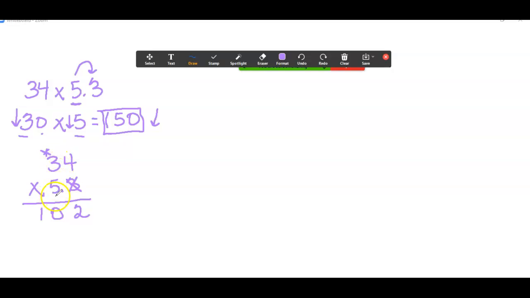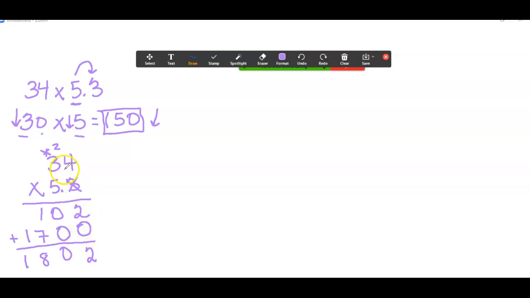Now, this 5 is, if we're forgetting about the decimal, in the tens place, right? So I really need a 0, okay? because I'm going to my next row. Now 5 times 4 is 20. 5 times 3 is 15, plus 2 is 17. And now I add.